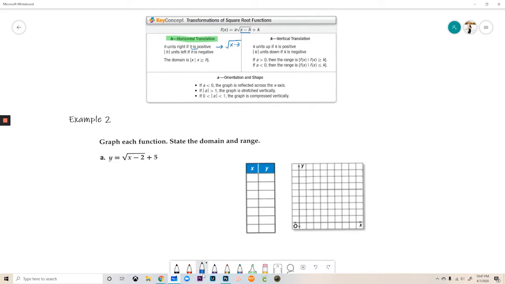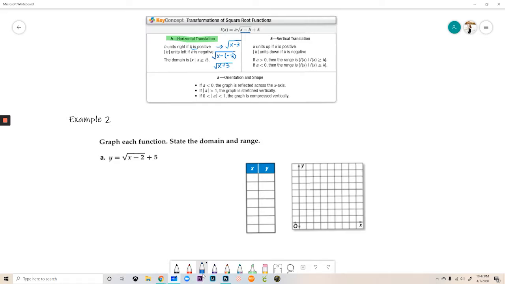So let's say we have a negative 3, we would have x minus negative 3, and that's where you get that minus a negative, so x plus 3. So that's actually going to be a shift to the left. So anything inside the radical connected to the x, either added or subtracted from the x inside the radical, is going to be a horizontal shift, either right or left.